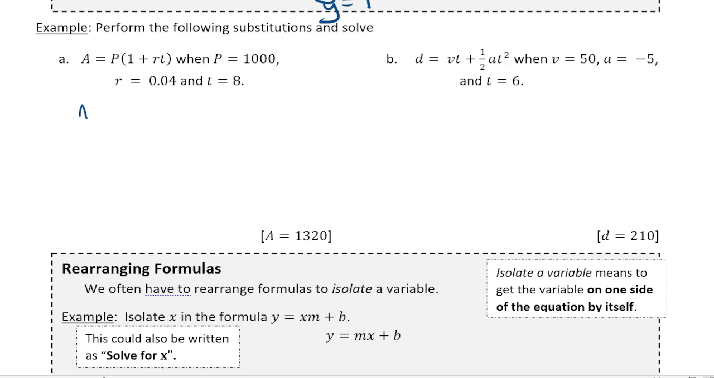So A stays where it is, the equals stays lined up, just like in our algebra. P is 1,000. And then we have 1 plus r, 0.04, times t, and t is 8.